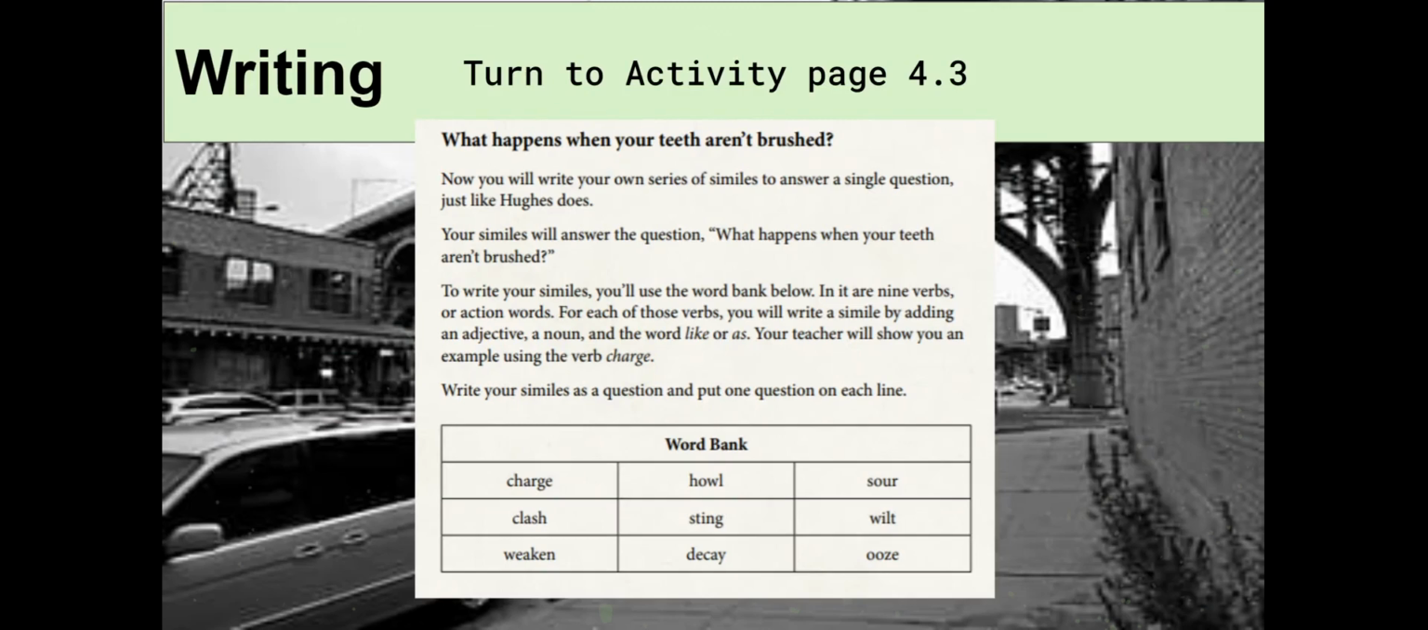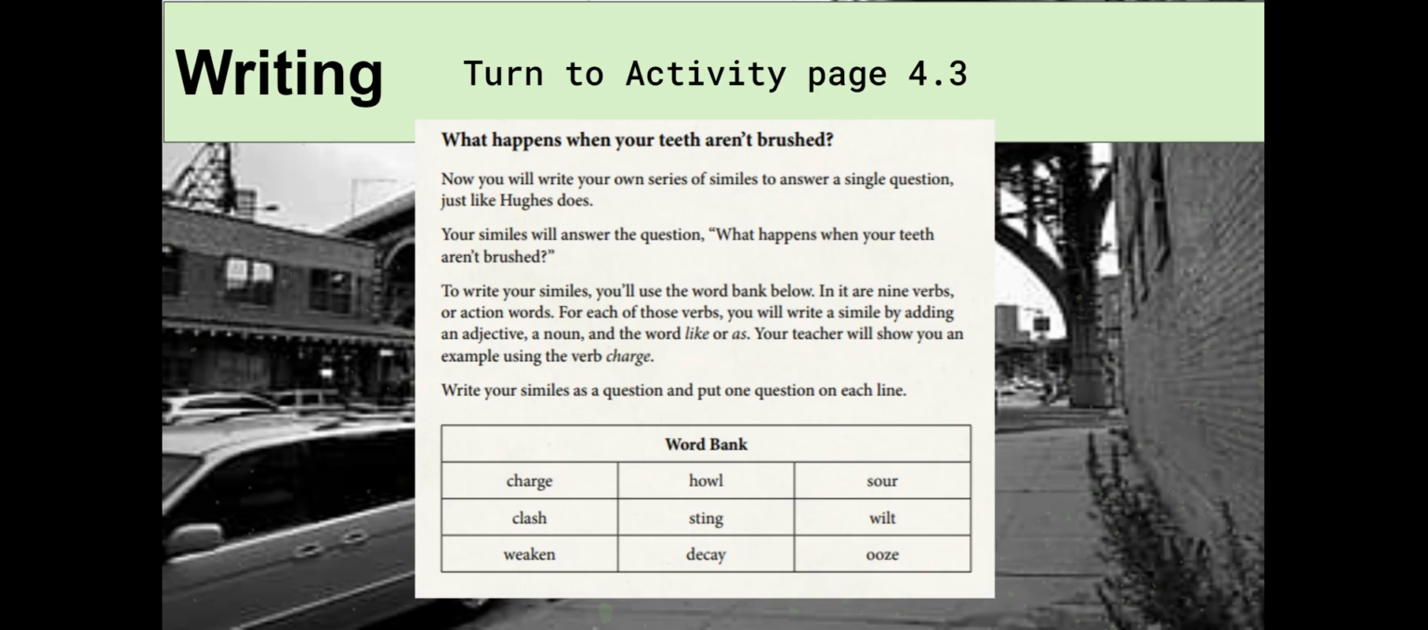All right, so your next task is a little bit of a writing task. So you're going to look at 4.3. This isn't related to our poem, Harlem, but it's using that example of writing a single question like Hughes does, and then using similes. So now you're going to write your own series of similes to answer a single question, just like Hughes did. Your simile will answer the question, what happens when your teeth aren't brushed? Hope none of us really find that out.